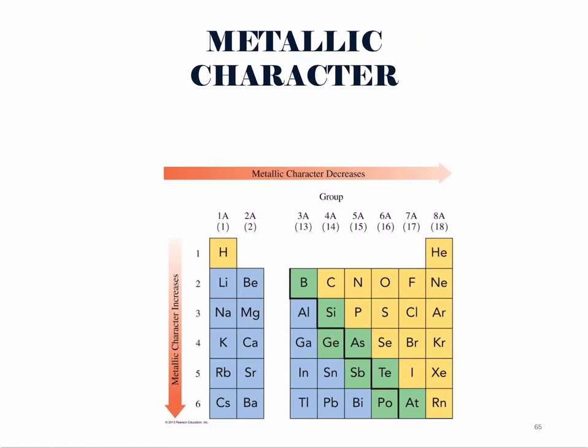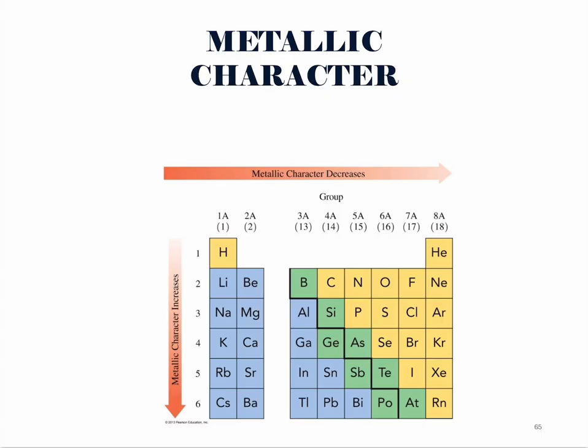Okay, and then the last one is metallic character. Metallic character follows the same trend as atomic size, right? As we go down periods, the metallic character increases, and as we go from left to right across a period, the metallic character decreases. Metallic character just means shininess, conductivity, and also how easy it is for it to lose electrons. That's another thing that metals do.